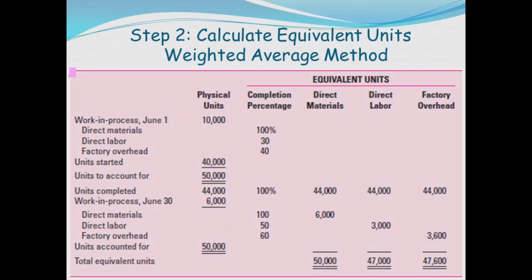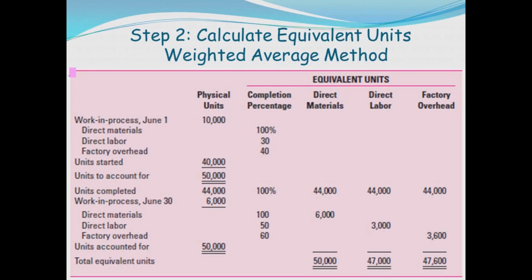And now we do our calculation of equivalent units, using weighted average. We didn't do this math, so here we're going to do the math. We know we have 6,000 units going on to the next period. 100% of their direct materials, 50% of labor and 60% of overhead. So 50% of those 6,000 is 3,000 labor units, and 60% is 3,600 of your overhead. You add that to the units completed in the month, which we know to be 44,000. And since they were completed, it was completed for all three drivers.